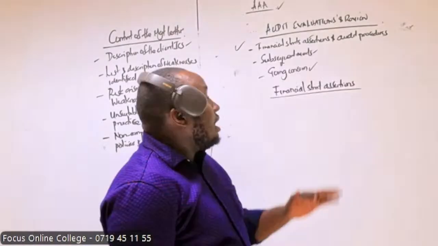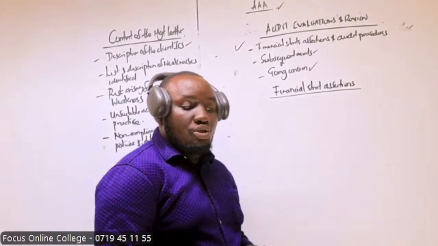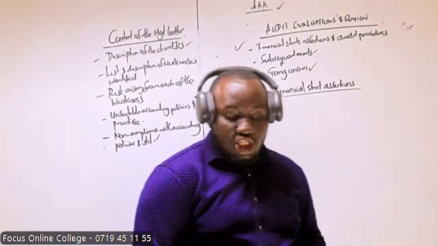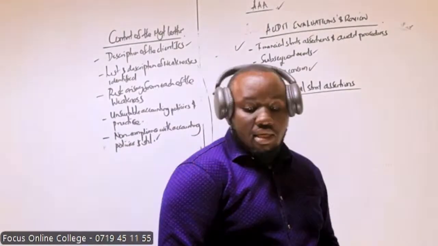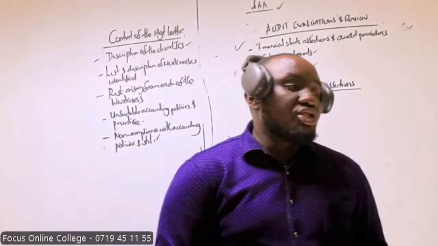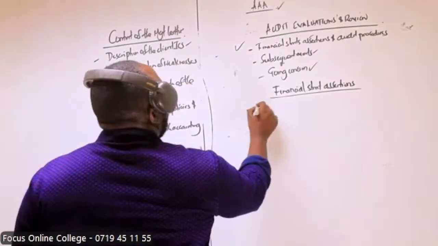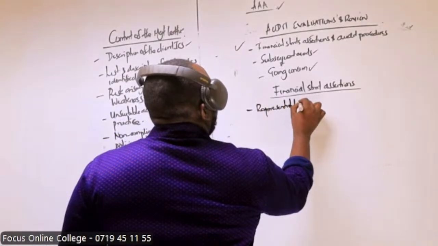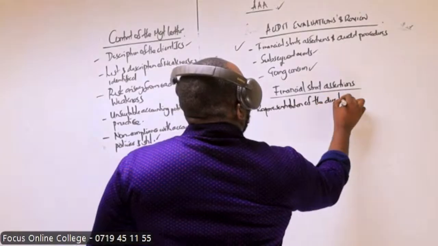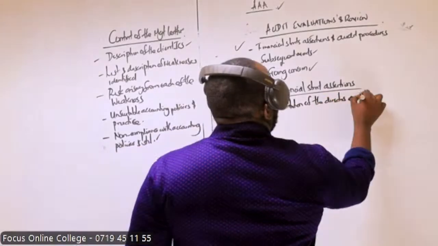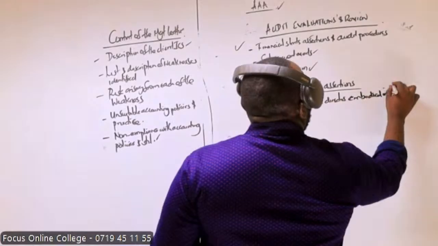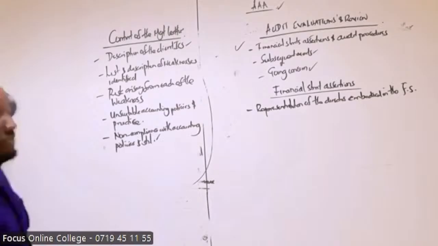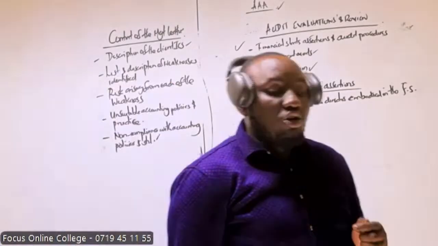Then we have what we call financial statement assertions. What are financial statement assertions? In layman's language, these are representations of the directors embodied in the financial statements. Representation of the directors, embodied in the financial statements. That is what we call financial statement assertions.